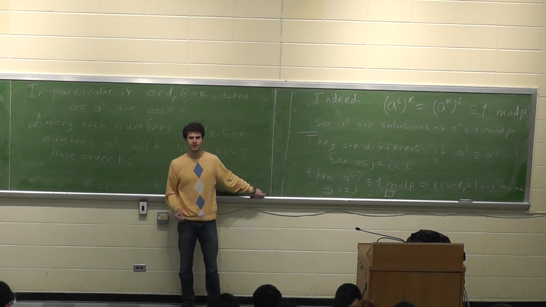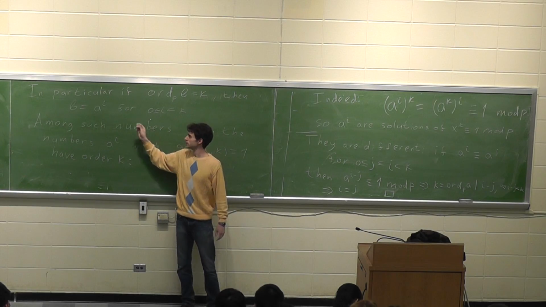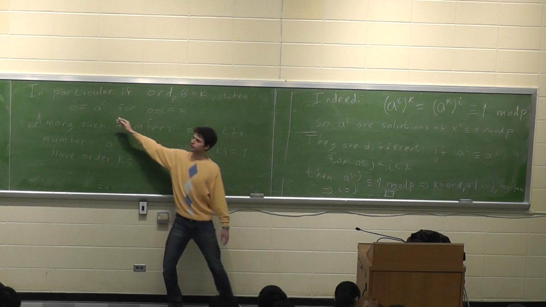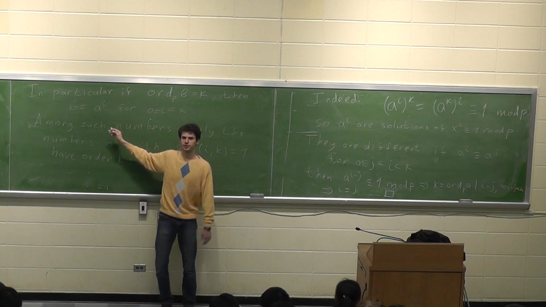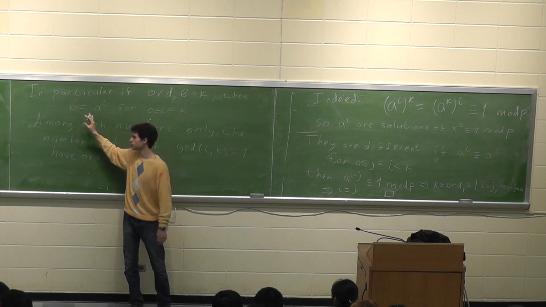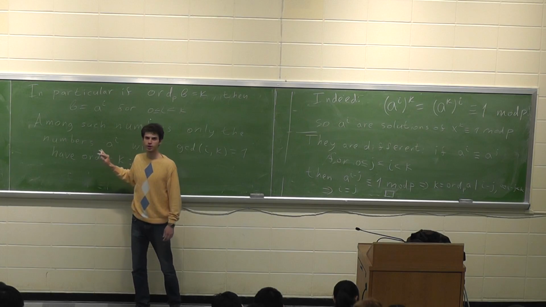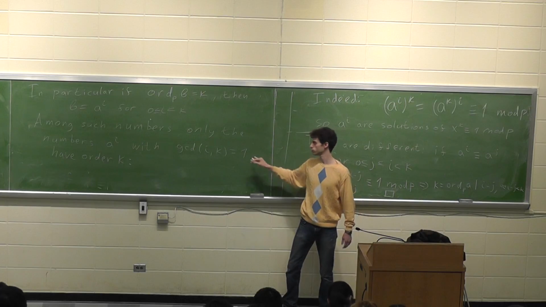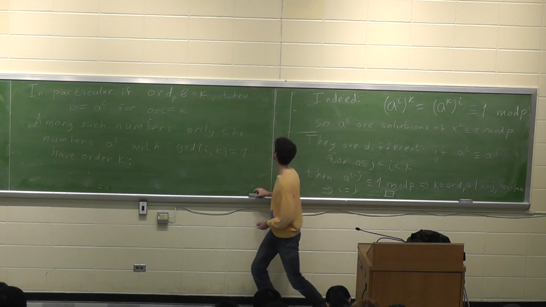That's what I claim. So, yes, if the order of some number is equal to k, then it is of such a form. But if I take a number of this form and I compute its order, I claim that it will be equal exactly to k only if i is actually relatively prime to k. Here is the proof.